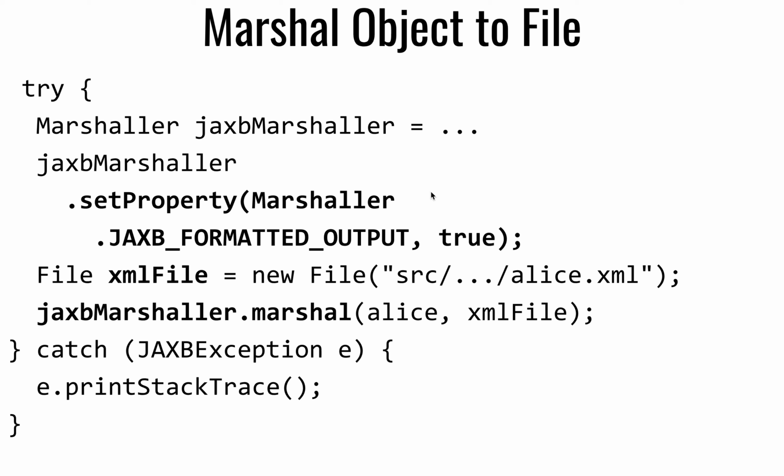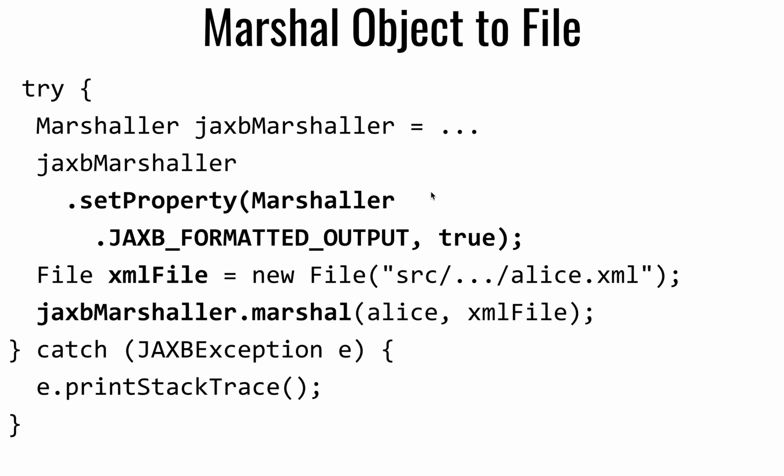So we're formatting it. We're saying marshaler.JAXB_FORMATTED_OUTPUT true, yes, I want to format it. And here's the file I want you to marshal it to, alice.xml. So we'll say jaxbMarshaler.marshal alice. Alice is presumably an instance of some object that represents a single instance of student, and we're writing it to alice.xml. Make sense?